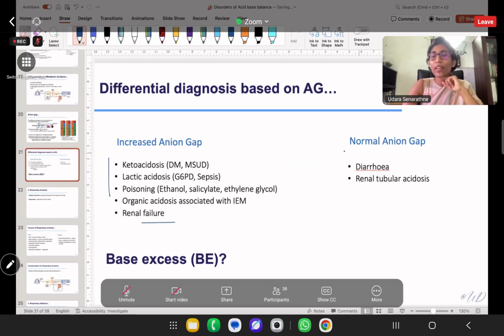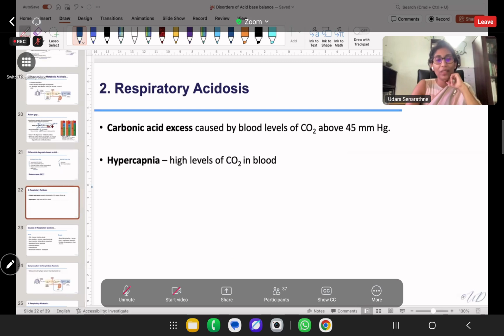And when are you going to have normal anion gap? That is when you are not producing any excess organic acids, right? So you're losing bicarbonate, but you're not having any acid coming in. Therefore, you're going to have normal anion gap in these instances, diarrhea and renal tubular acidosis. And I'm going to ask you to read about base excess. What is base excess? That's an interesting concept to understand related to metabolic acidosis.